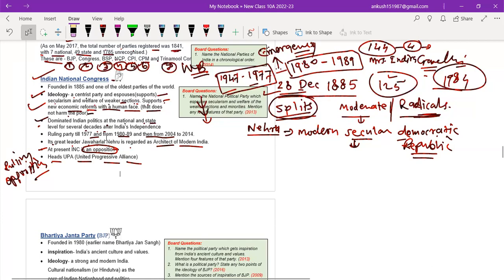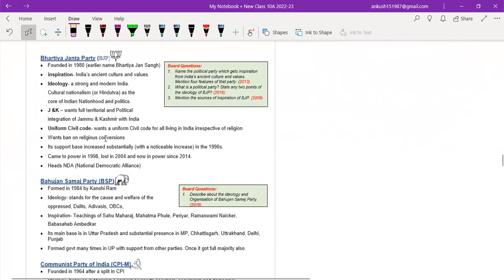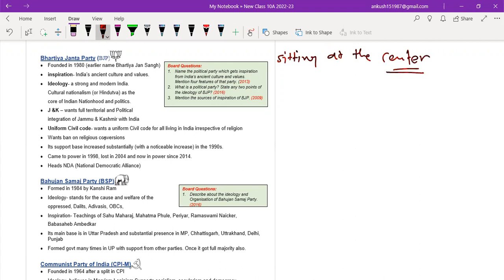Okay. The next party, the immediate party of the country, is the Bharatiya Janata Party. There is no need to tell what it is doing right now and where it is ruling now. It is the party sitting at the center, and in many of the states in the country.